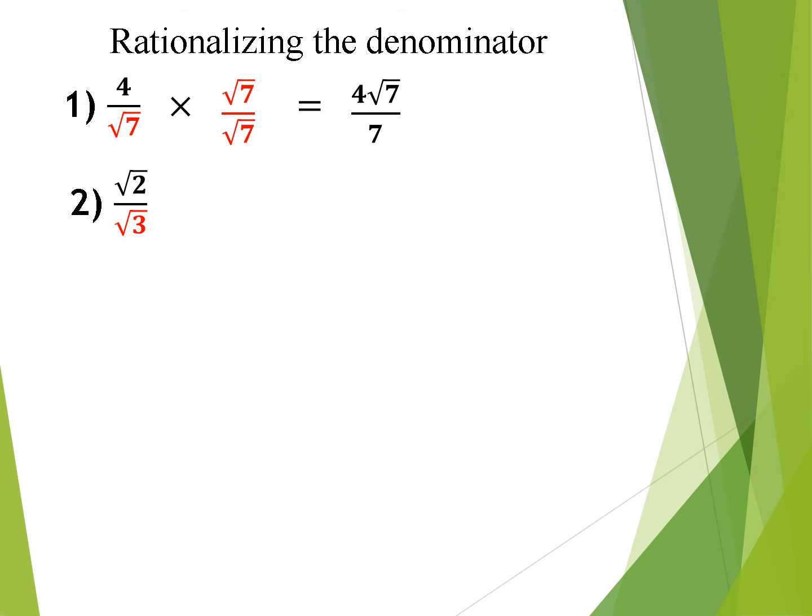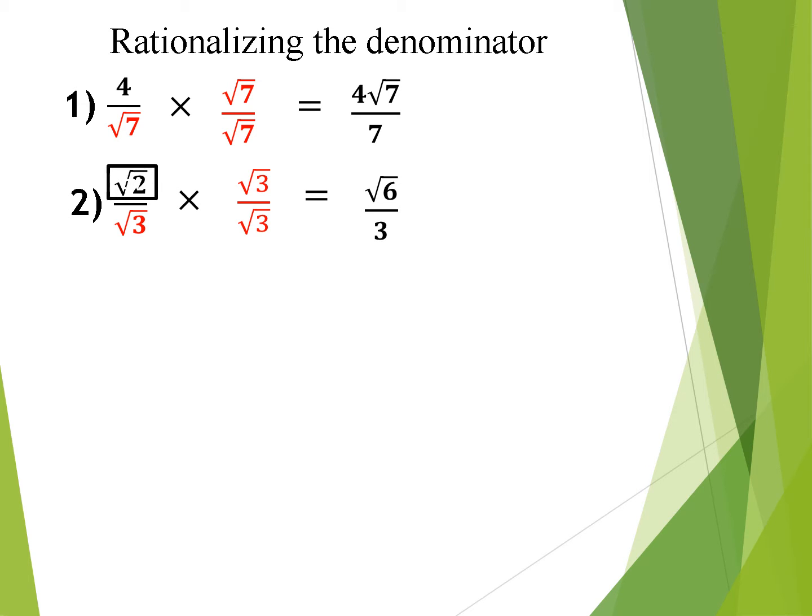Now, here we can see root 2 upon root 3. Both are irrational, but we have to rationalize only the denominator. Hence, we will multiply by root 3 upon root 3. Understood? Which will give us root 6 upon 3.